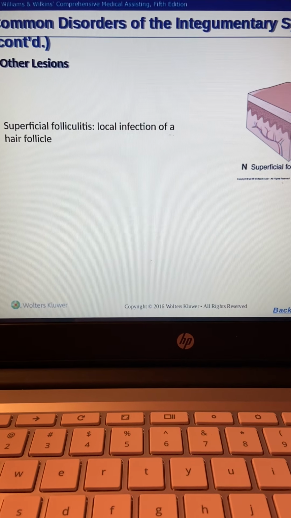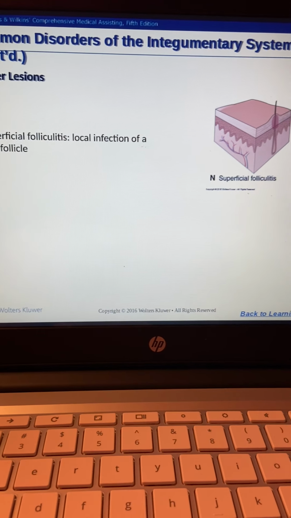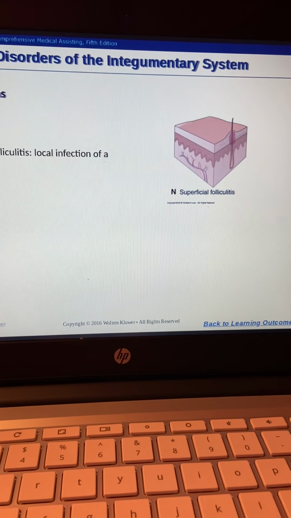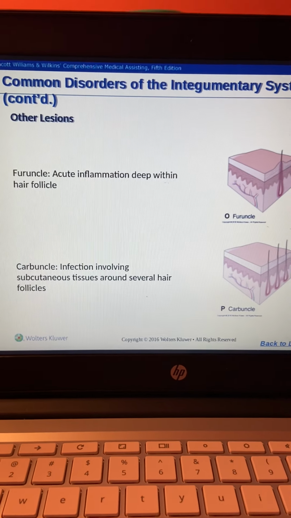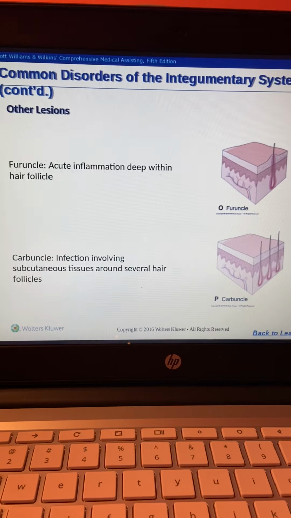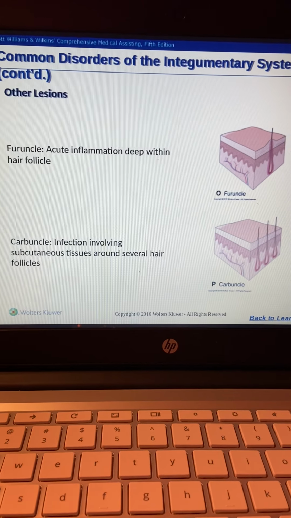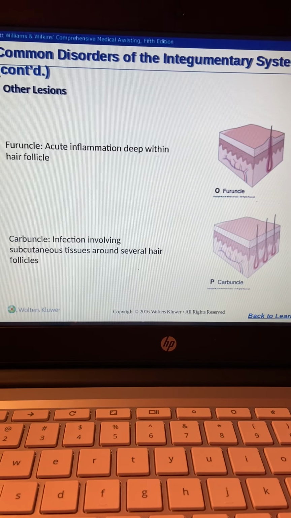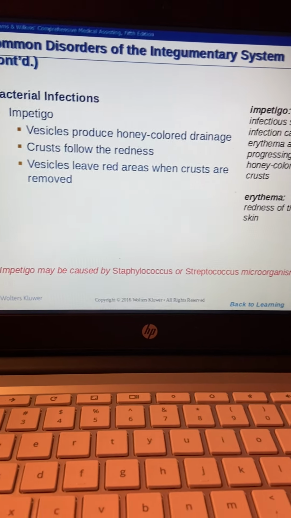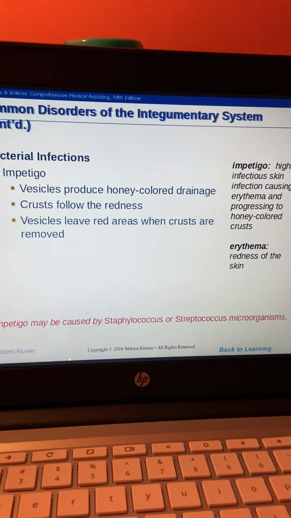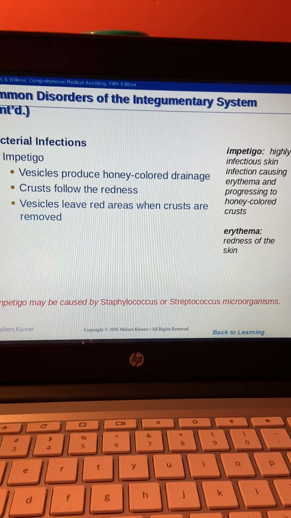Other lesions would be superficial folliculitis, which is a local infection of a hair follicle. Furuncle. It is an acute inflammation that is deep within the hair follicle. And then a carbuncle, which is an infection involving subcutaneous tissues around several hair follicles. All of those can be found on page 699 in your books. So now we'll talk about bacterial infections.